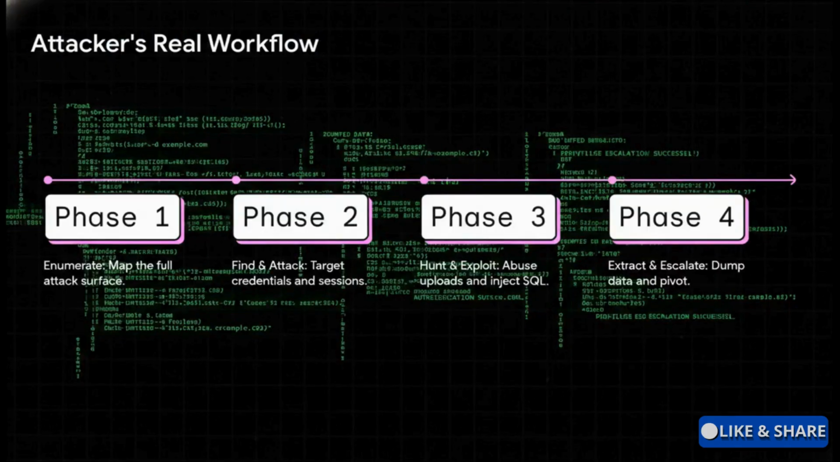So let's just run through that workflow one last time. It starts with enumeration, mapping the whole attack surface. Then they find and attack weak spots in authentication. After that, they hunt for the deeper exploits, like file uploads and SQL injection. And finally, they extract the valuable data and escalate their control. See? It's a logical, step-by-step process.